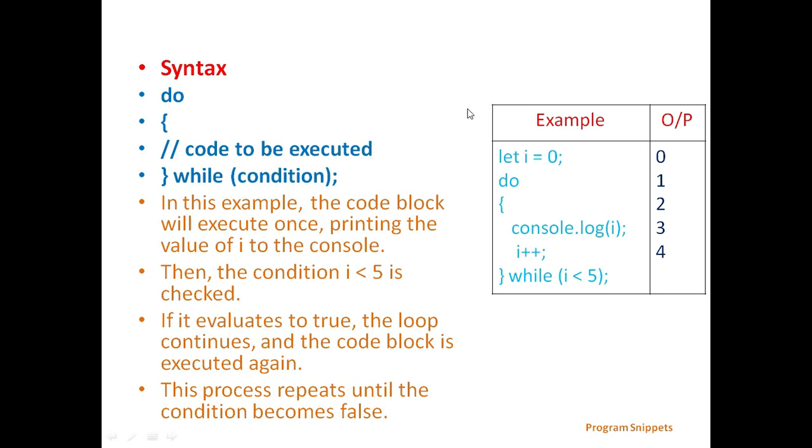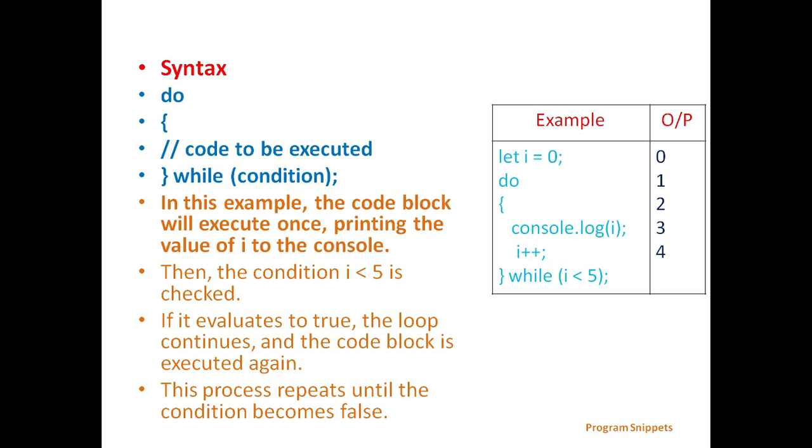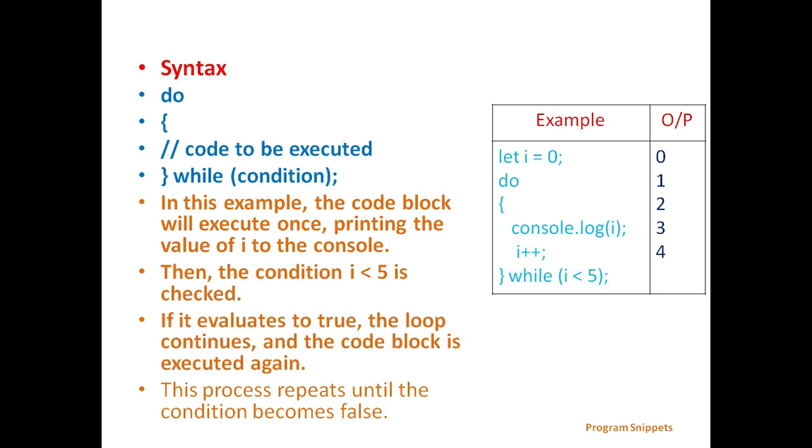Here we will see an example. Here the value of i is initialized with 0. Here the code block is executed at least once, which will print the value of i on the console, and then it will check the condition i less than 5, and if it evaluates to true, the loop continues and the code block is executed again, so it will print the value of i again, and this process will repeat until the condition becomes false. So it will print the output as 0, 1, 2, 3, 4.